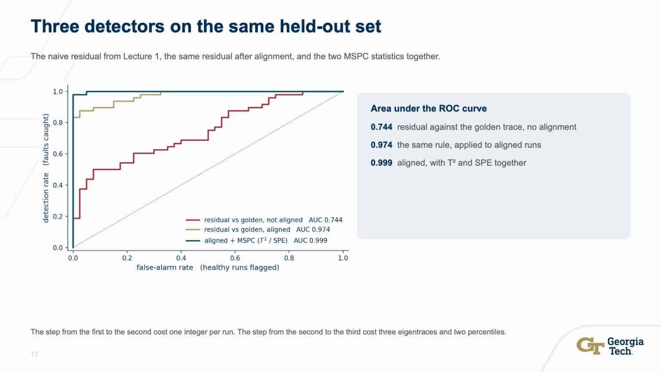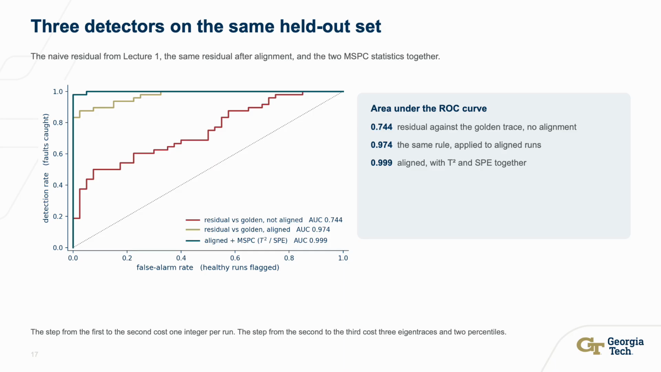For every possible threshold setting, it plots the fraction of faults you catch against the fraction of healthy runs you falsely flag. Sliding the threshold moves you along the curve. The diagonal is what random guessing gives you. The area under the curve summarizes the whole thing in one number, and 1.0 means every faulty run scored higher than every healthy run.